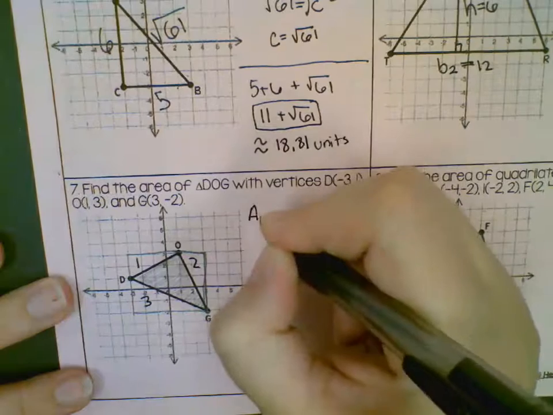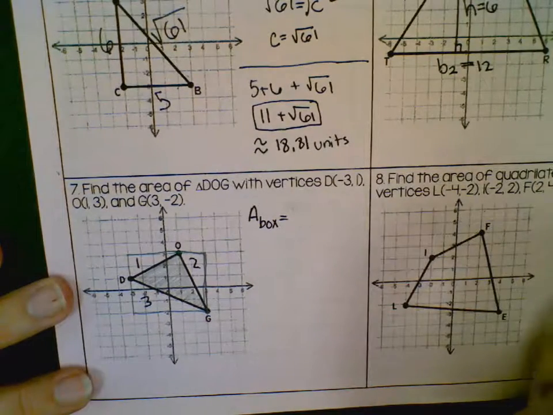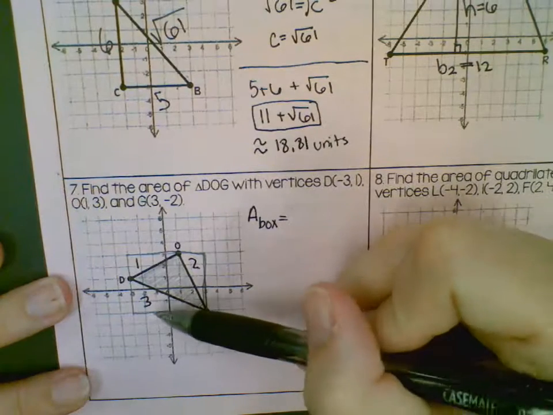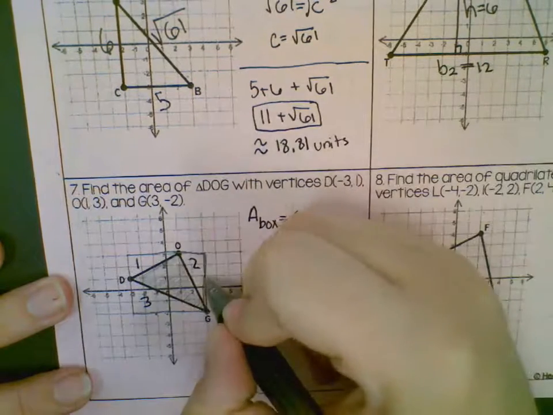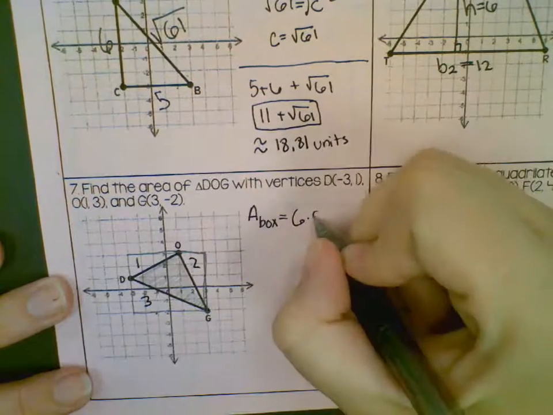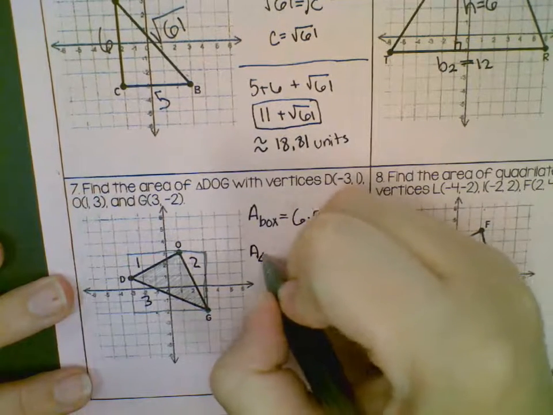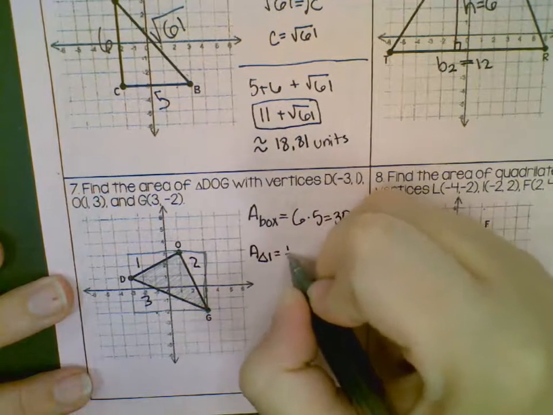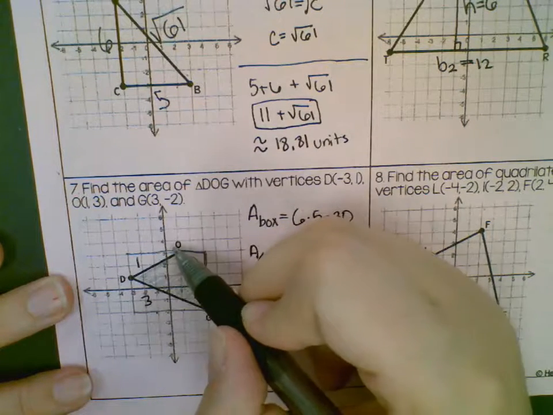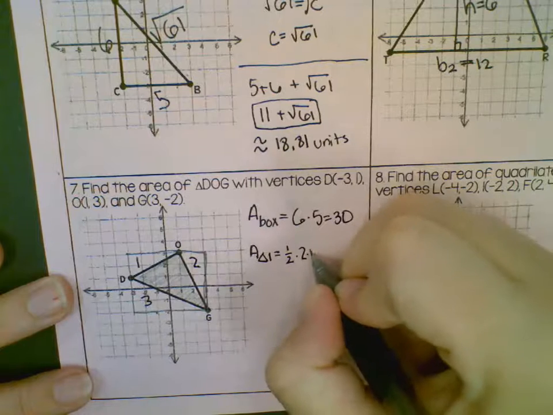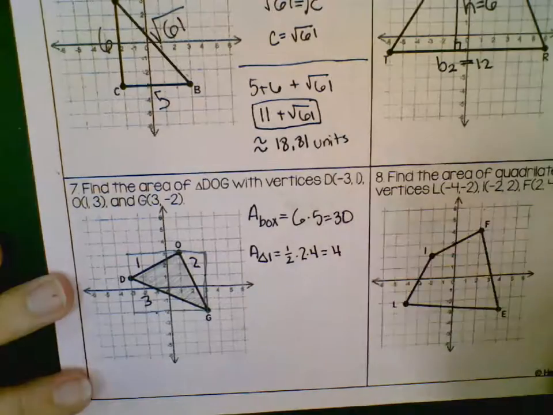Okay, so the area of our box, so it's just a parallelogram, so base times height. So 6 times 5. So the area of the whole box is 30. And we'll do the area of triangle 1. So 1/2 times 2 times 4. So 1/2 of 2 is 1. 1 times 4 is 4.